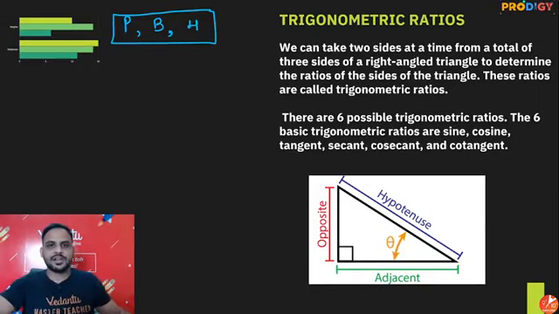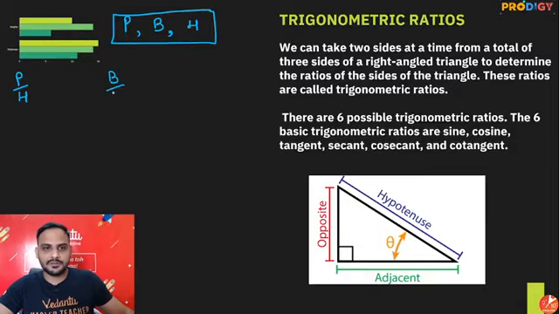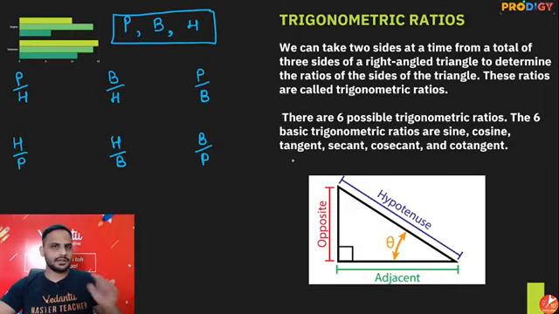Now from these three quantities, how many ratios can I make? So look, one ratio I can make is P divided by H. Second ratio I can make is B divided by H. Third ratio I can make is P divided by B. And their reciprocals as well: H by P, H by B, and here we get B by P. Okay? They are reciprocals.